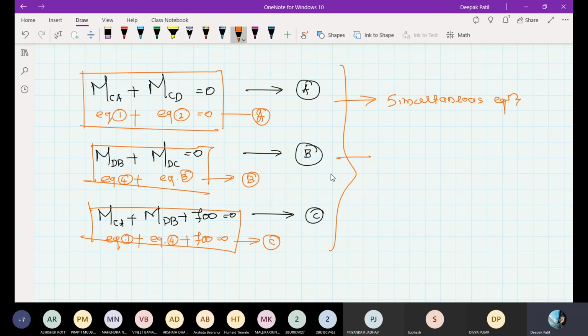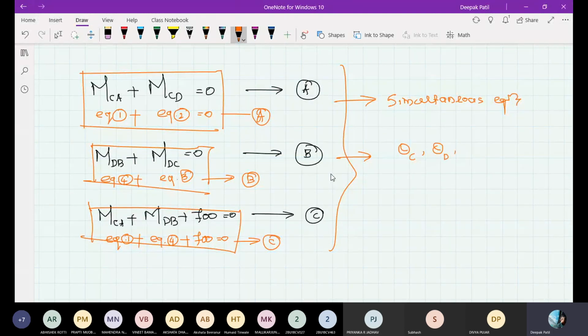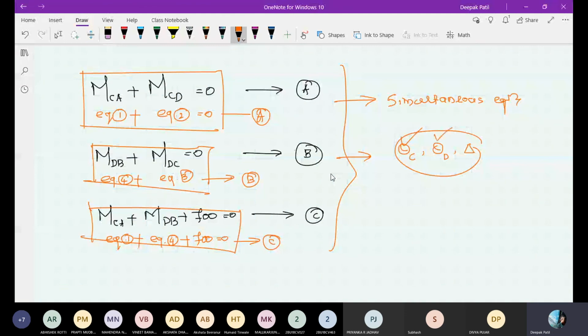So what are the unknowns in these three equations? The first unknown is theta c. The next unknown is theta d. And what is the other unknown? Delta. Yes, delta. 3 unknowns, 3 equations in the form of simultaneous equations: a1x plus b1y plus c1 equal to 0, a2x plus b2y plus c2 equal to 0, a3x plus b3y plus c3 equal to 0, which you can easily solve in calculators, and find the values of theta c, theta d and delta.